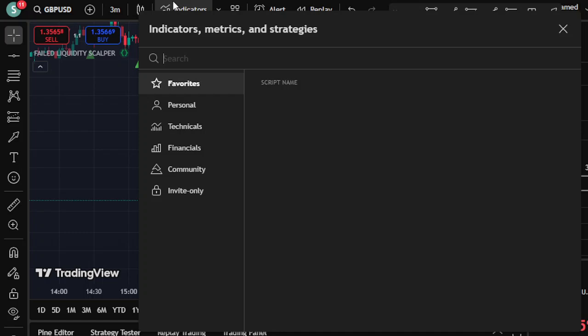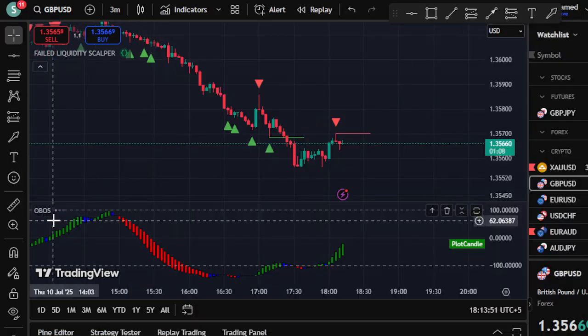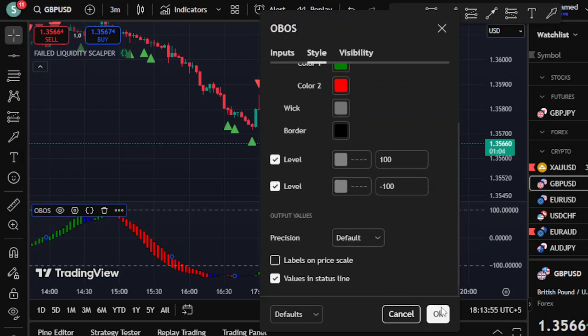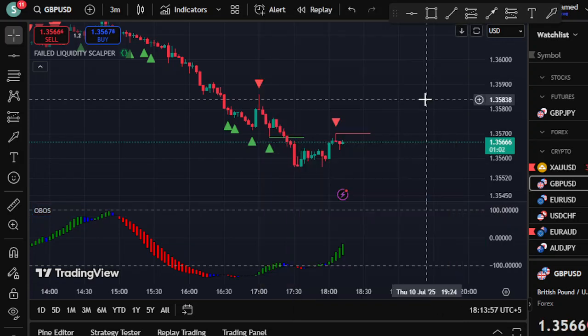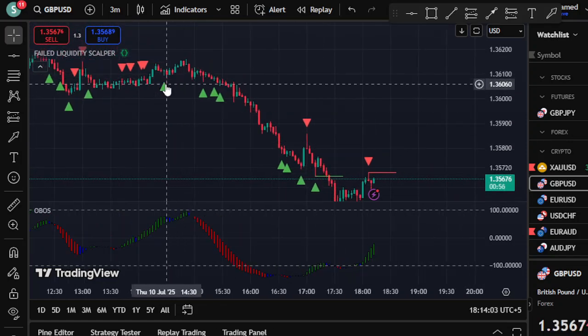If you want to trade it, let me tell you how you can do it. There is an indicator, the Bose overbought and oversold oscillator by JD Monto on TradingView. Let me show you how it works. If you want to trade the signals, it's your choice, but practically I take my trades based on the failed setups, and sometimes I use it as a confirmation. So for example, look at this one. We have a sell signal.